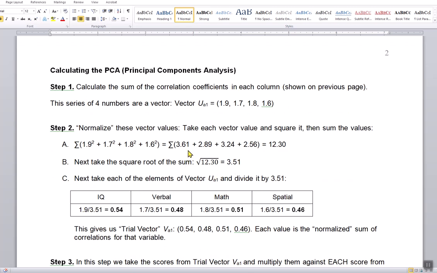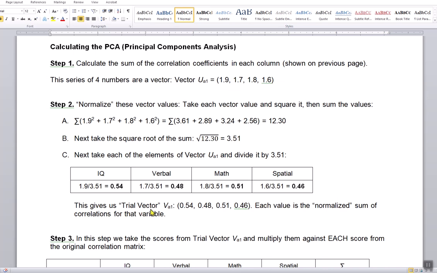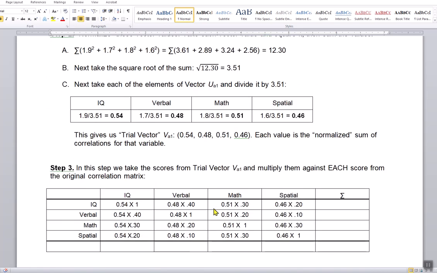Then we take the original sum of the correlations for the column from the first correlation table, divide it by 3.51, and we have a new number that gets put into the table for IQ. That's 0.54, and likewise for verbal, and for math and spatial. So these are the normalized scores for the vector, and this is called a trial vector. Now we have these 4 scores set up here. Each value is the normalized sum of the correlations for that variable in the previous table.